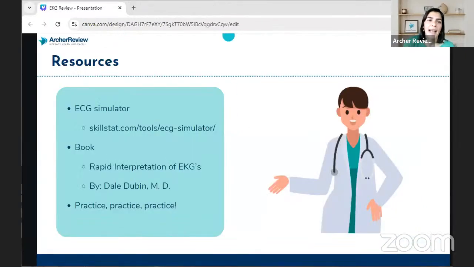And I have no personal financial gain for these resources. It's just something that I found useful as an NP student, and I think that you guys would find useful too as you're studying. There's also this book. Again, I get no financial kickbacks for this book, but this is something one of my mentors recommended to me when I was first entering practice.